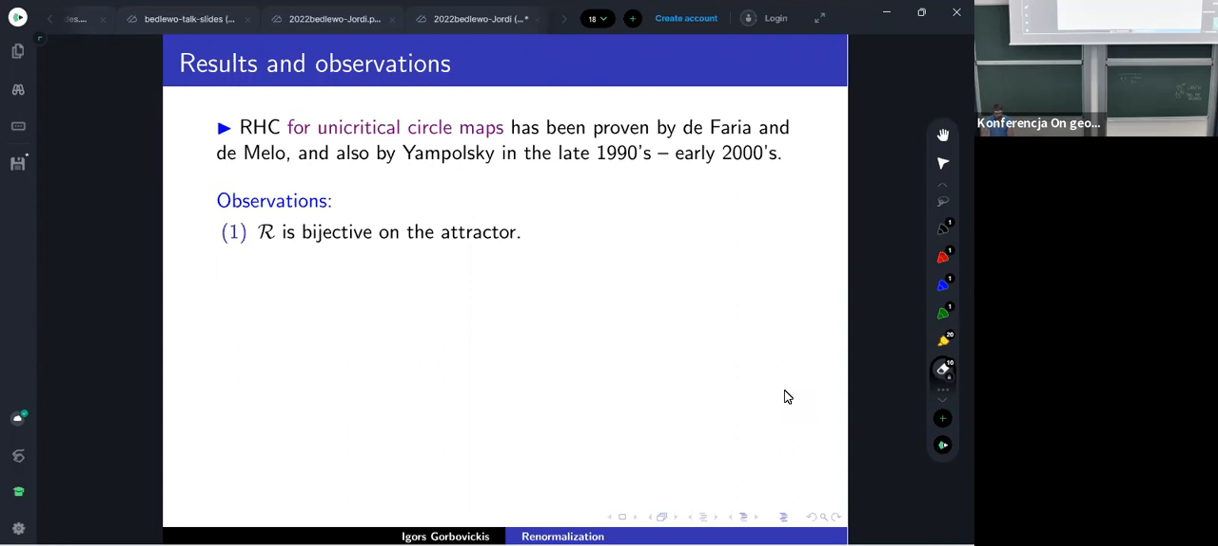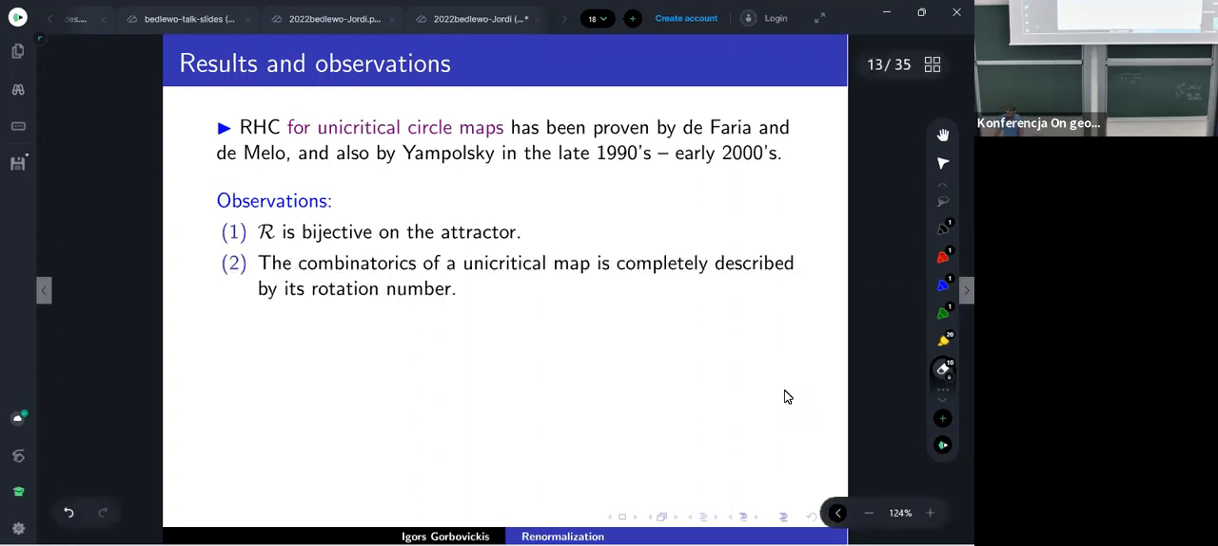Now back to the renormalization hyperbolicity conjecture, I would like to make a few observations. So first observation is that the renormalization operator is bijective on the attractor because it's conjugate to the right shift on the bi-infinite sequences of numbers. So we're essentially just shifting the sequence to the right or to the left. We're not losing any information. So renormalization is bijective on the attractor.